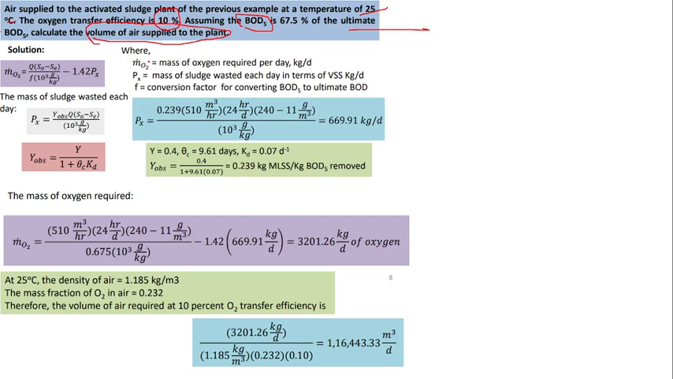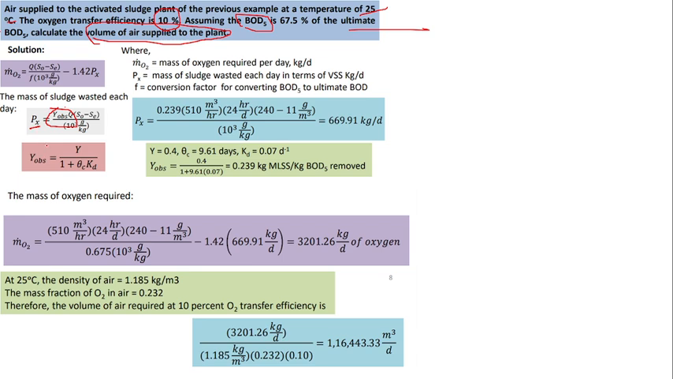M O2 is the mass of oxygen required per day, which is given by the relation M O2 is equal to Q into S naught minus Se divided by f into 10 power 3 gram per kg, we are converting it from gram to kilogram, minus 1.42 Px. Here Px is the mass of the sludge wasted each day. This is the weight of the sludge. And this Px is given by Y absorbed into Q into S naught minus Se divided by 10 power 3 gram per kg. This Y absorbed is obtained from the equation Y absorbed is equal to Y divided by 1 plus theta c into kd. So using all these formulas, we are going to find the mass of the oxygen required for the previous question.